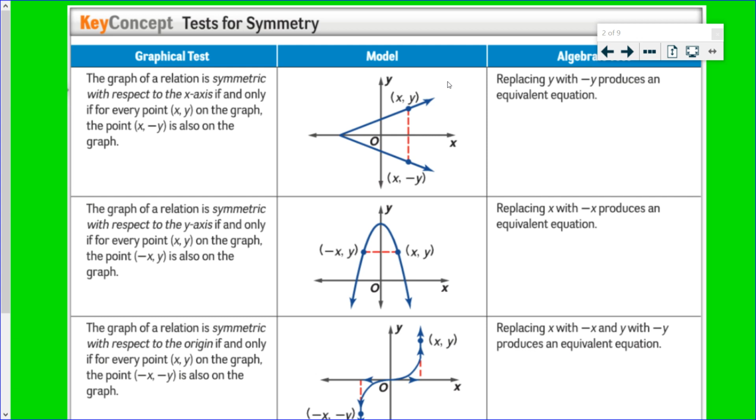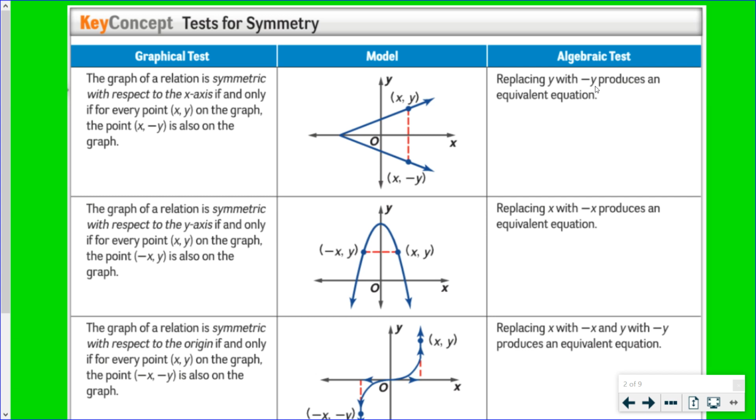Notice also for this one, for every point that's (x, y), it's the y value that's changing because it's going from a positive y to a negative y. So when we try to test something algebraically, we're going to put in negative y to see if it comes up with the same equation.